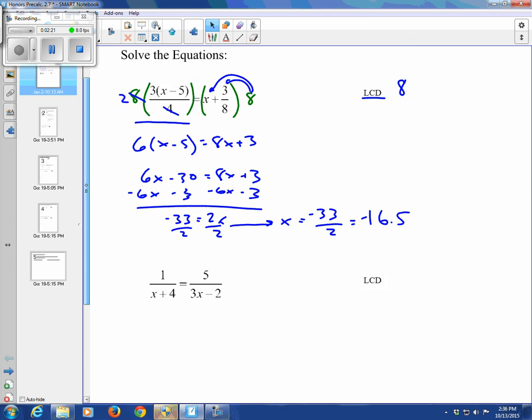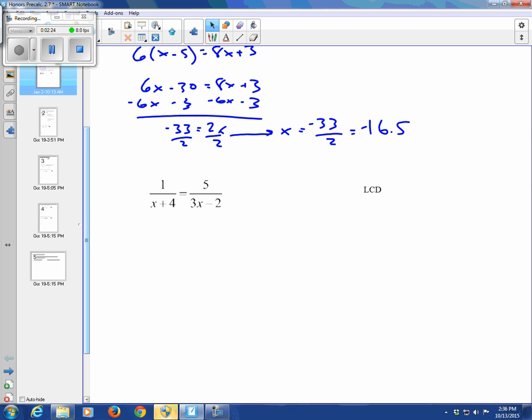Now, right here, we have 1 over x plus 4 equals 5 over 3x minus 2. This is a rational equation because right here we've got polynomials in the denominators. One easy way we could think about solving this guy, though, is just by cross-multiplying, right? Since we've got two fractions that are equal to each other, one common method for solving for variables where we have two fractions equal to each other is just by multiplying by the denominators on both sides. So right here we would multiply 1 by 3x minus 2, and that would give us 3x minus 2. And then we would multiply 5 by x plus 4, and that would give us equals 5x plus 20.